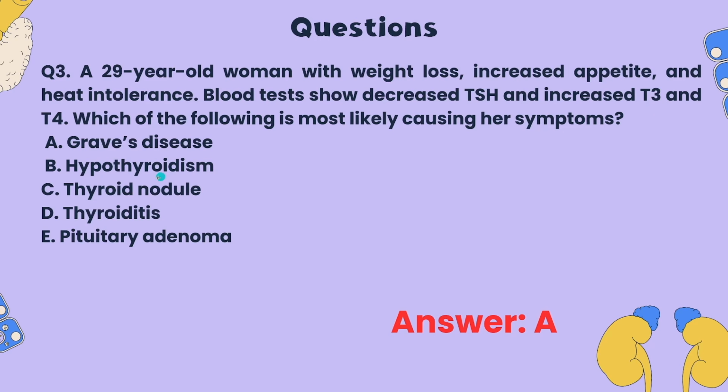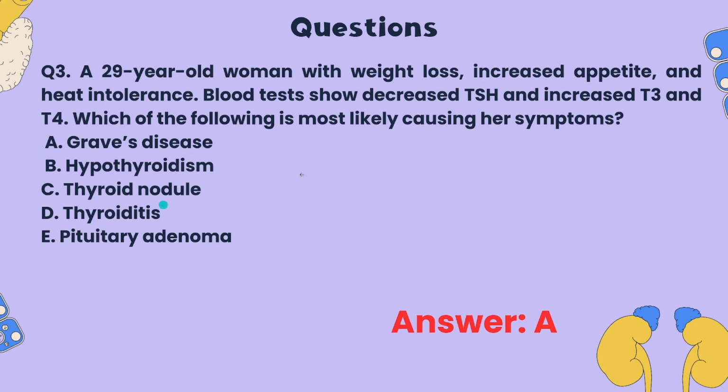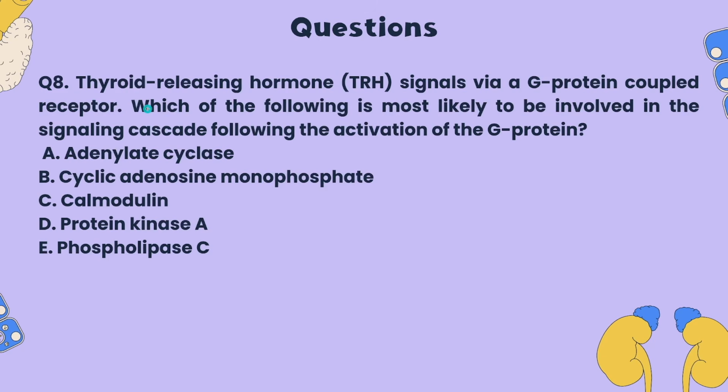It is not hyperthyroidism, we did not talk about this, and not thyroiditis. Now, for thyroiditis, it would increase it, not decrease it. It would increase TSH. Now, for the thyrotropin releasing hormone, TRH, it goes through a G protein coupled receptor.